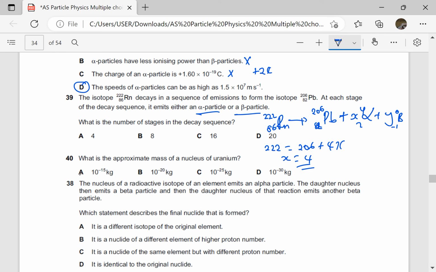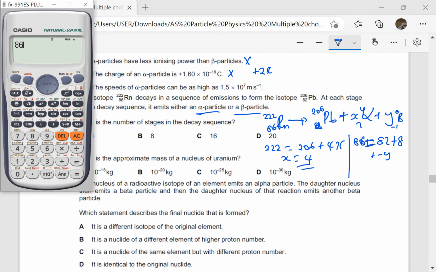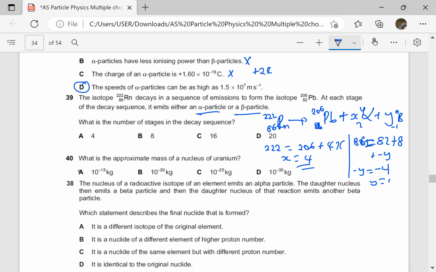Let's check y. We conserve proton number: 86 equals 82 plus 4 times 2, that is 8, plus negative y. So we have 86 minus 82 minus 8, that's negative 4. So negative y is equal to negative 4, y is equal to 4. It emits 4 alpha particles, which are 4 stages, and 4 beta particles, which are another 4 stages, giving us a total of 8 stages.